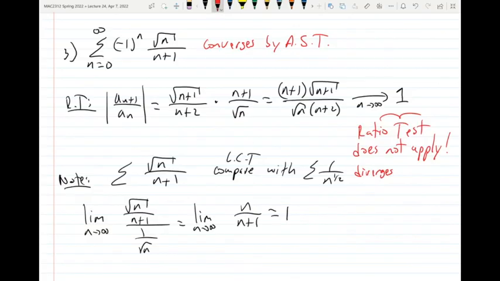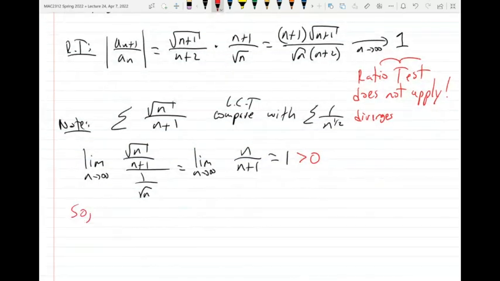Now be careful. Ratio test is the one that has a problem with 1. Limit comparison test says as long as you get a number bigger than 0, you're good. So you have to make sure that you have that clear so you don't get these things confused. We're doing limit comparison test now. So this is bigger than 0, so the series diverges.